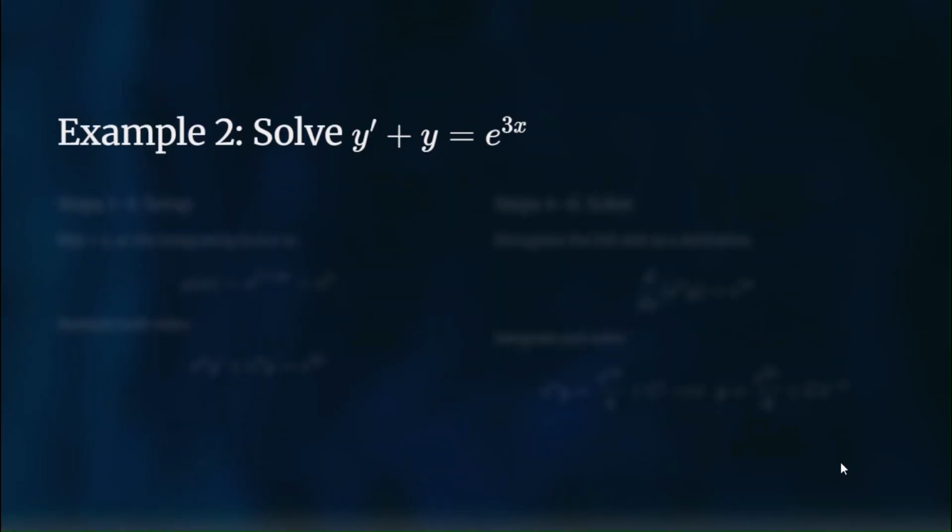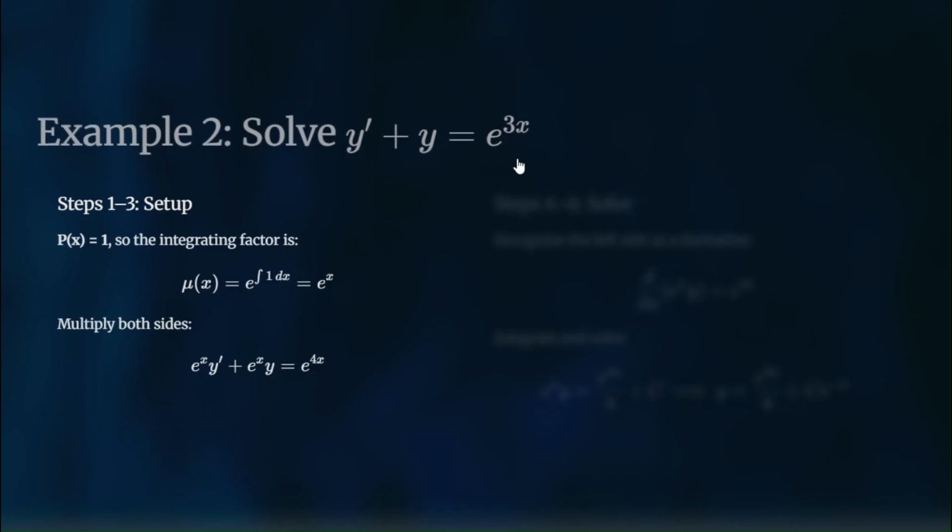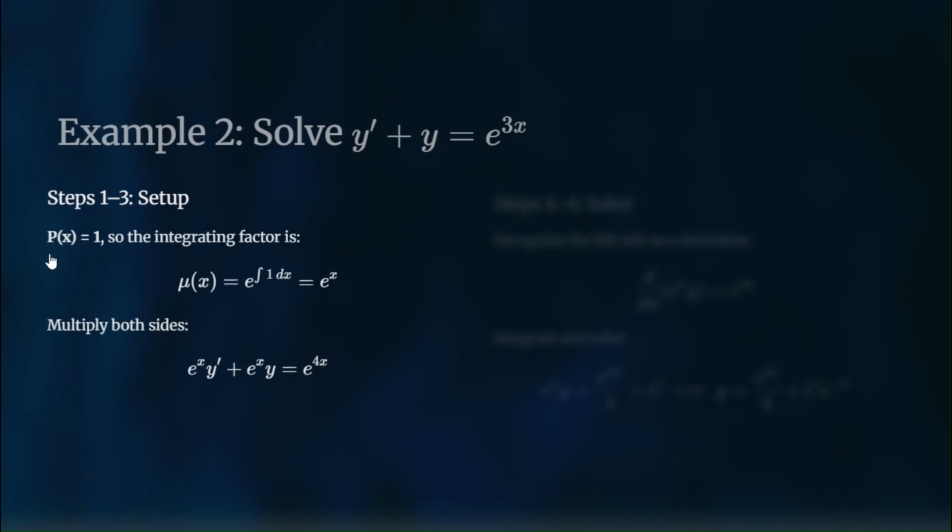In example 2, we'll solve y prime plus y equals e to the power 3x. First, this is already in standard form. p of x in this case is 1 and q of x is e to the power 3x. So if p of x is 1, the integrating factor mu of x will be equal to e to the power integral of 1 dx, and that will simply be e to the power x. We can now multiply both sides by e to the power x.